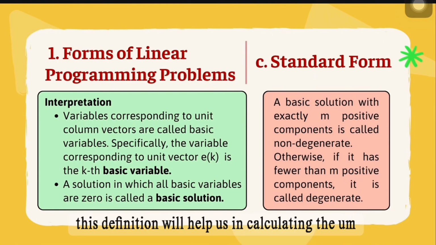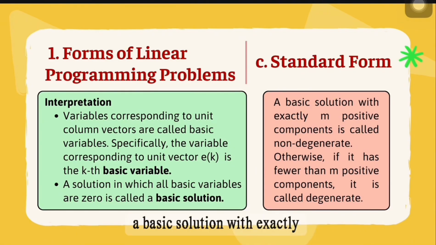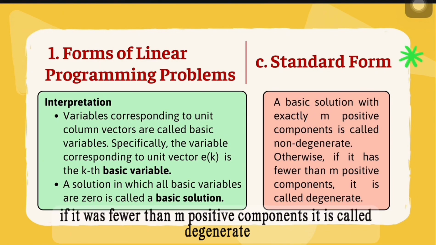This definition will help us in calculating the solution for the math problem that I'll be showing later. A basic solution with exactly n positive components is called non-degenerate. Otherwise, if it has fewer than n positive components, it is called degenerate.